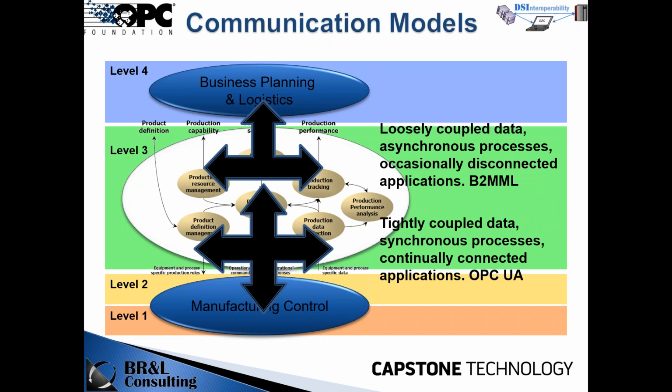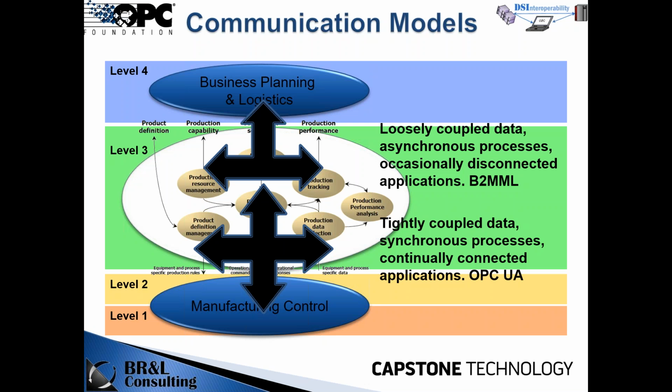One of the things we realized as we looked at this was that the communications between level 3 and level 4 tend to be loosely coupled asynchronous processes, which may even be occasionally disconnected. You may have a business level system which is corporate, on a different continent from your plant, so there may be disconnects. An implementation of ISA95 was done by MESA, and it's called B2MML, Business to Manufacturing Markup Language. It's an XML-based exchange mechanism really designed for loosely coupled asynchronous processes.